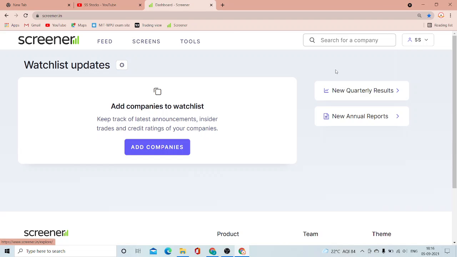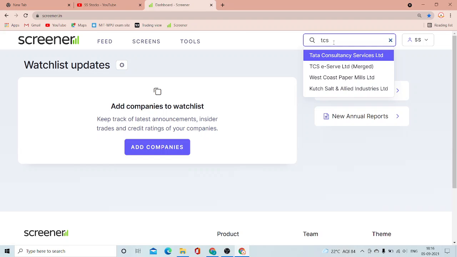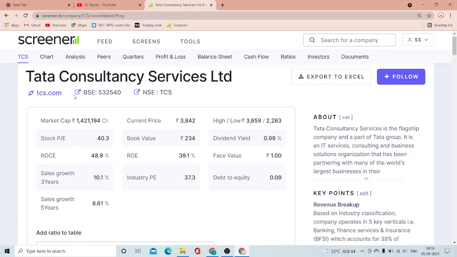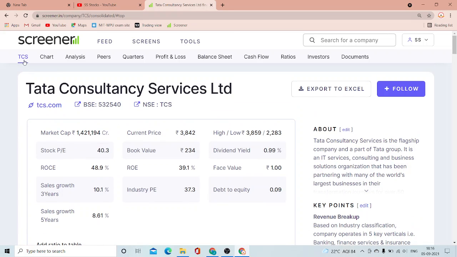Then we'll go to the first thing, that is the feed page. Here on the feed page you can put a company name, like I put here Tata Consultancy Services. Okay, so first is about TCS. So now this is about TCS.